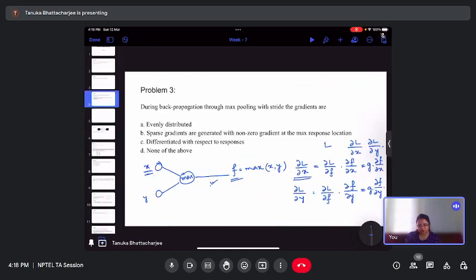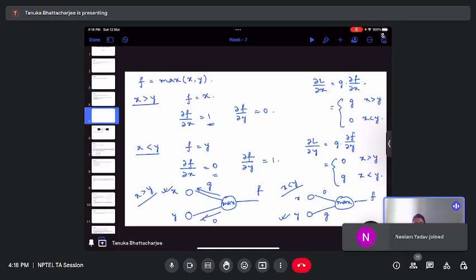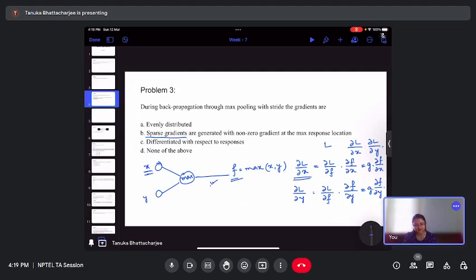So, if you see the options that were given, during back propagation through max pooling with stride, the gradients are evenly distributed, sparse gradient are generated with non-zero gradient at the max response location, differentiated with respect to responses, none of the above. So, in this case you can see towards the maximum input you have a non-zero gradient, but the other one is 0. So, you are getting a sparse gradient. So, you have sparse gradient and your non-zero gradient is at the maximum response location, so, towards the maximum input.